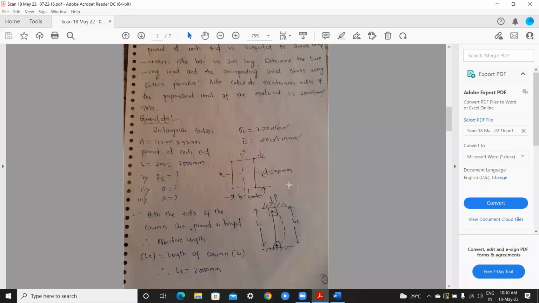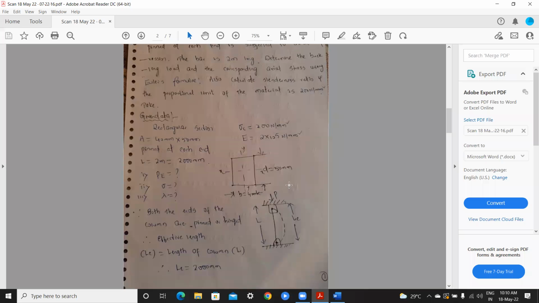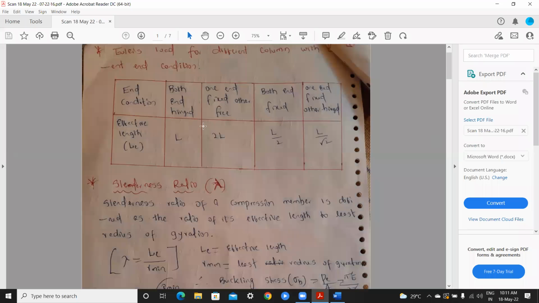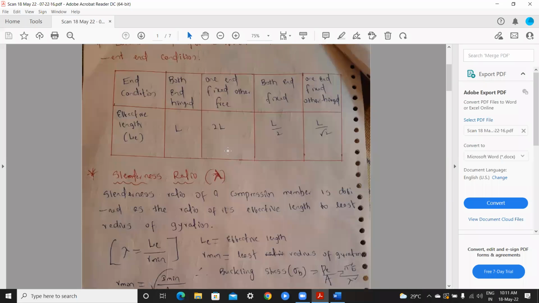If both ends of the column are pinned or hinged, then the effective length will be the same as the length, capital L, the total length. Suppose one end is fixed and the other end is free, then it becomes 2L. If 2L, the original length for us is 2 meter, so the effective length will be 2 into L, it will become 4 meter. If both ends are fixed, then L by 2. 2 by 2 is only 1 meter, meaning it bends only over 1 meter. Okay, so these are the different conditions.